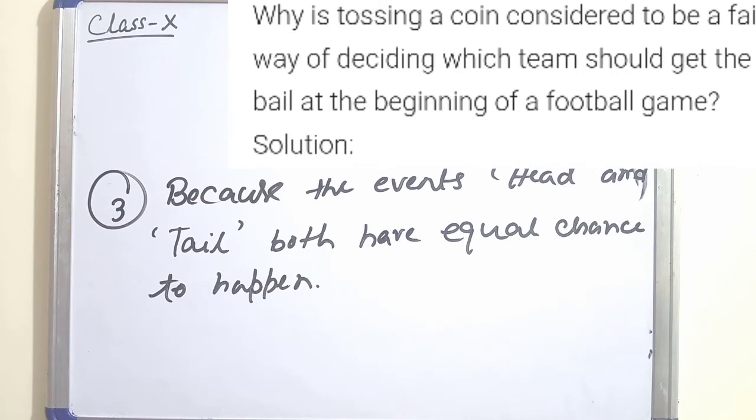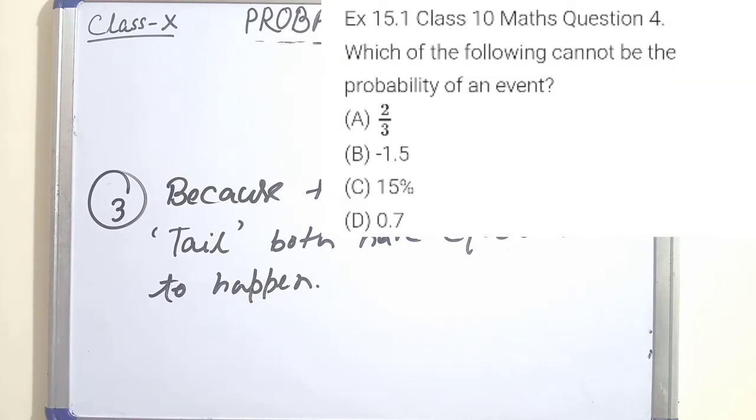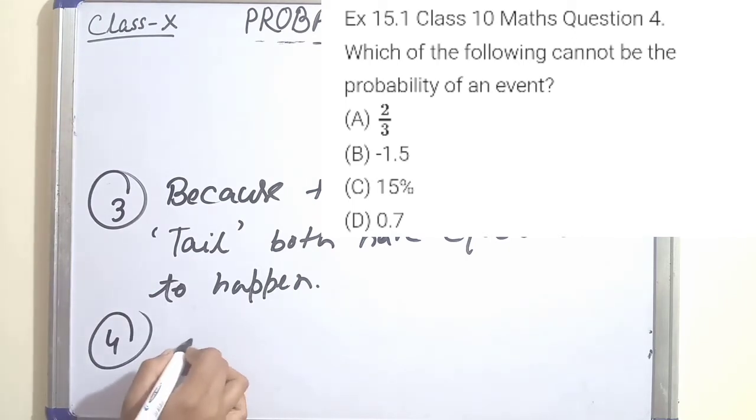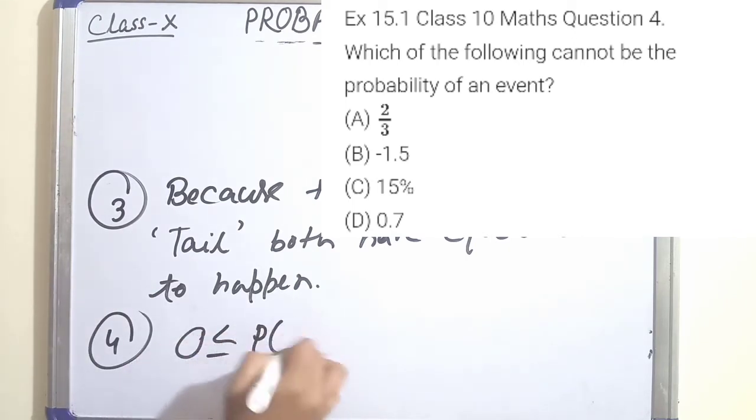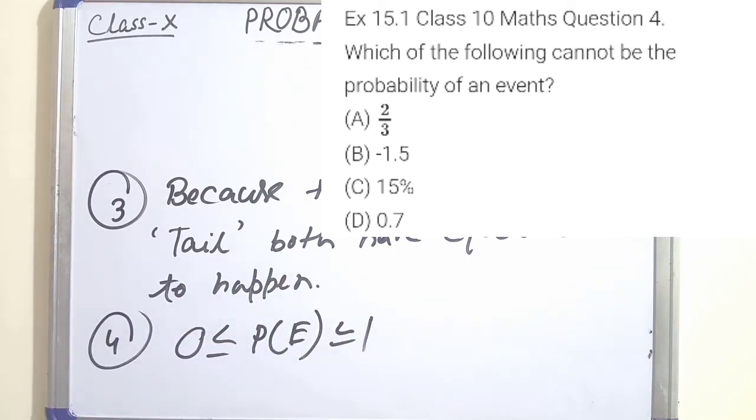Next, question number 4. Which of the following cannot be the probability of an event? So you already know the probability of an event lies between 0 and 1. Probability of an event always lies between 0 and 1. So here the first option is 2 upon 3.